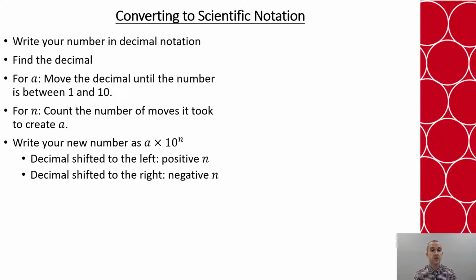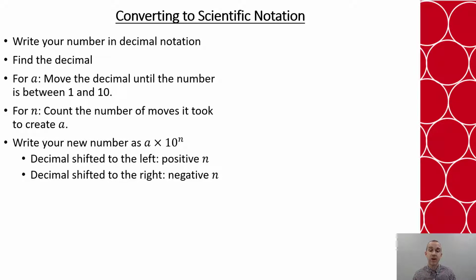So let's look at how to convert to scientific notation. We start with our number in decimal notation. We then identify the decimal. Now sometimes there may not be a decimal, and that's okay. We know it's always after the ones place. To create the a value in scientific notation, we're going to move that decimal until it creates a number between 1 and 10 with what we have.